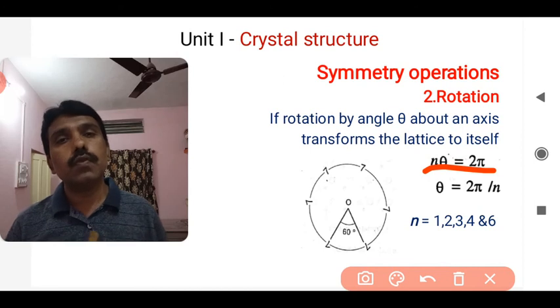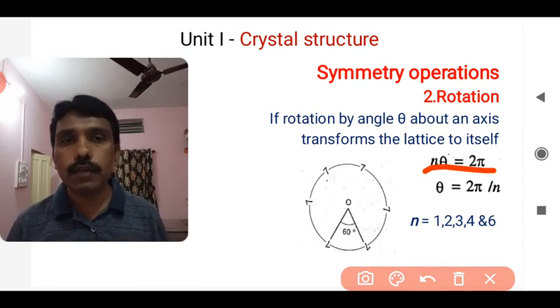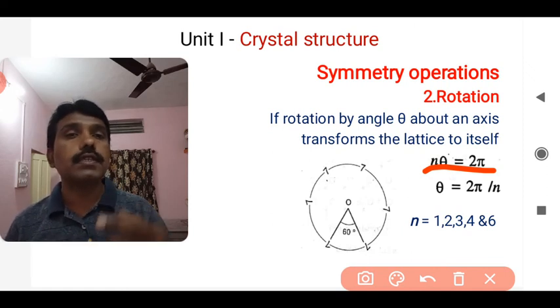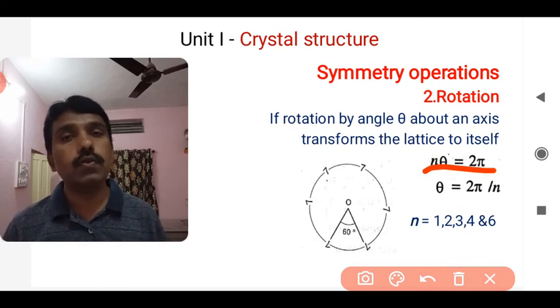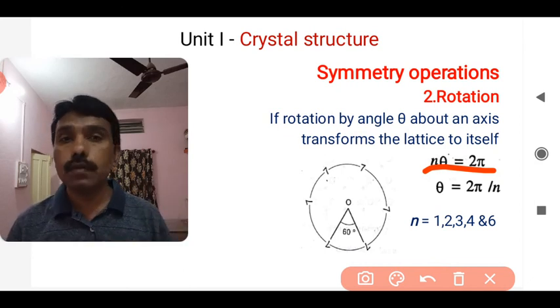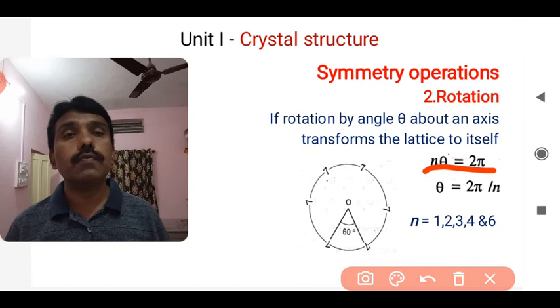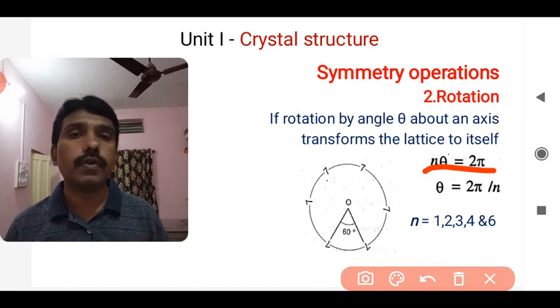If n has the value 1, the theta value will definitely become 360, or 2 pi. If this n has the integer value 2, in that case theta will definitely become 180, and in that case two folds of operations are there. And n is simply showing what type of folds of operations are possible.